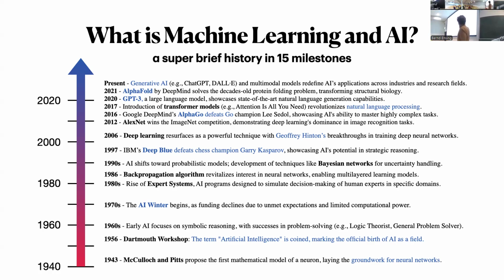Then you see the density of events gets quite high in the last part. 2017, transformer models revolutionized natural language processing. 2020, GPT-3, only 4 years ago. Now we are all using GPT-4 or something like this, I imagine. AlphaFold, 3 years ago, another Nobel Prize there. And currently we're in the age of generative AI. And when I say age, I probably mean 5 years or so. Things go so fast. Okay.